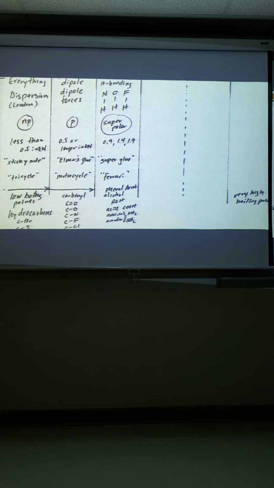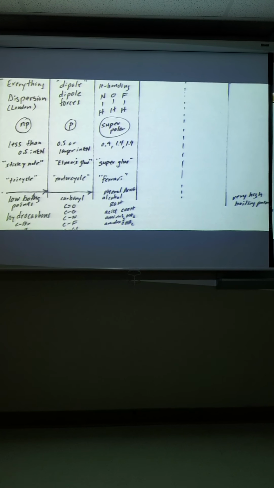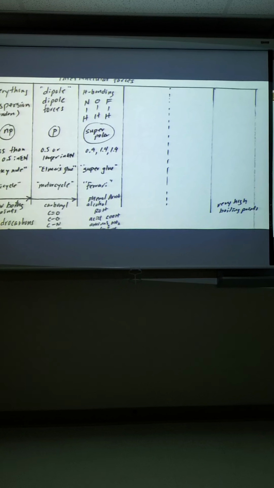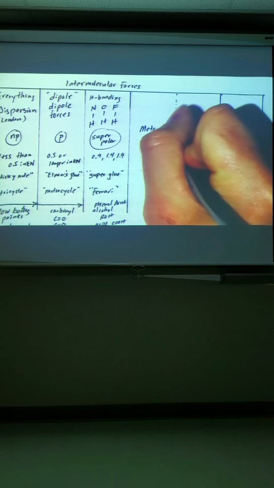So the last couple categories go a little quicker. This is where we toss in some metals. So I'm going to zoom kind of back up a little bit. Our next category of strength is metallic. The reason there's a dotted line here is because it also kind of overlaps with ionic.